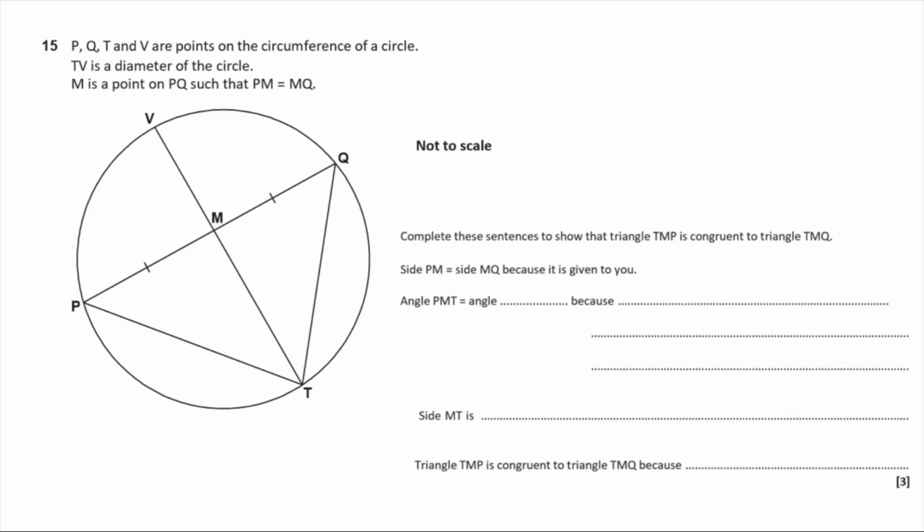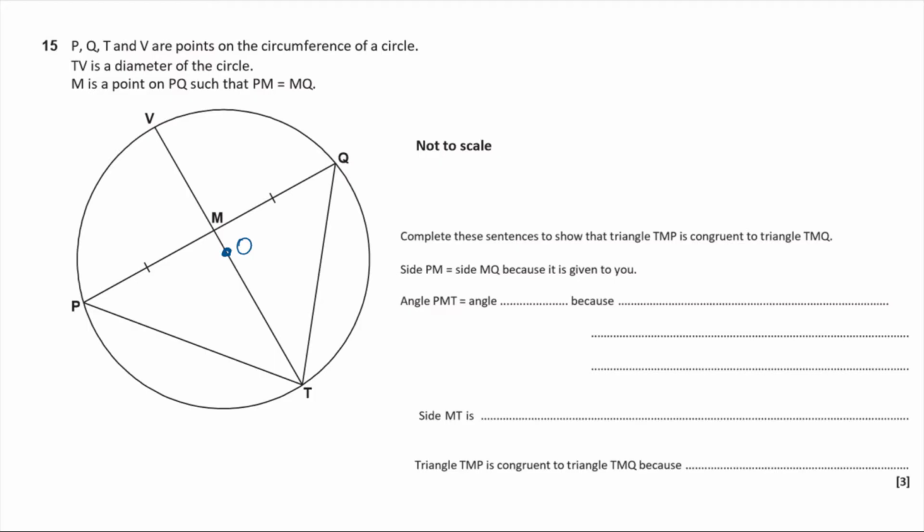Question 15. P, Q, T and V are points on the circumference of a circle. TV is a diameter of the circle. Where's TV? Is that marked? No. I'm just going to add that in, I think, before I forget. So TV is a diameter, so that means it must go through the origin somewhere. I'm just going to mark the origin on, just to remind me that that side is a diameter.